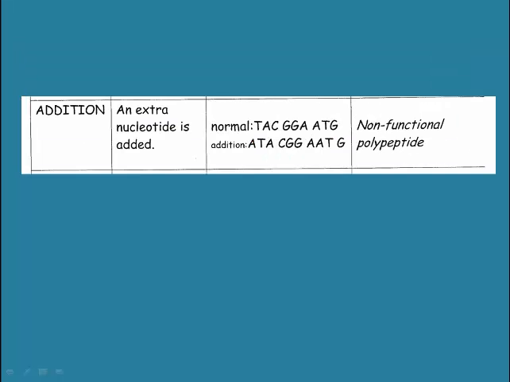In an addition mutation, an extra nucleotide is added, and it also results in a non-functional polypeptide, and you can see that it has pretty devastating effects. If an A was added at the beginning of this sequence, it would frame shift all of them over by one, and we'd end up with three completely different triplet codes and a leftover base at the end that coded for nothing. Just in this small example, we would get three completely different amino acids.